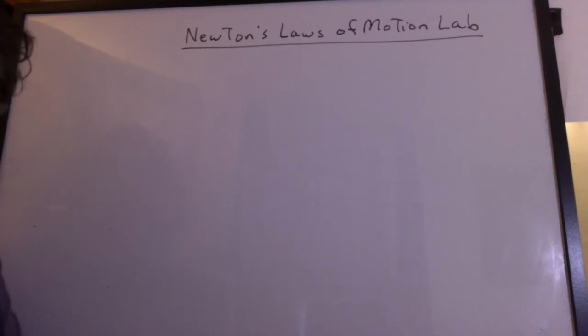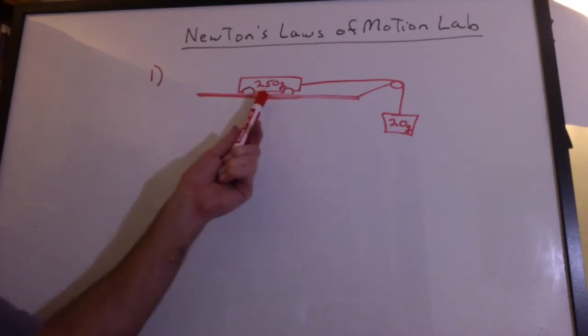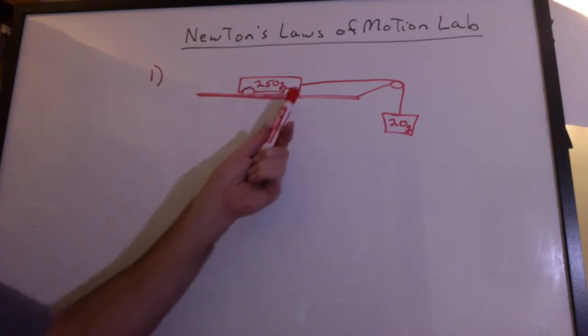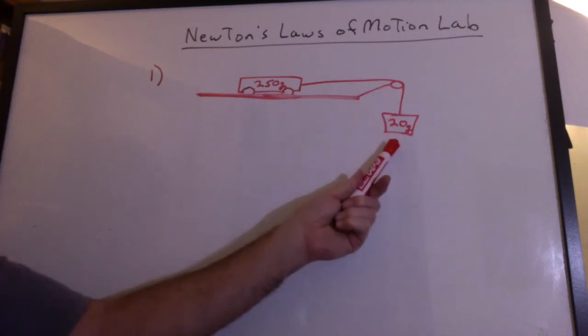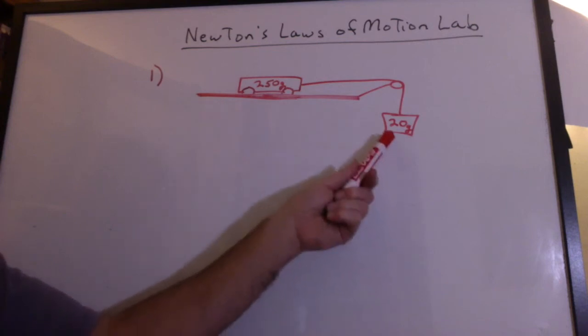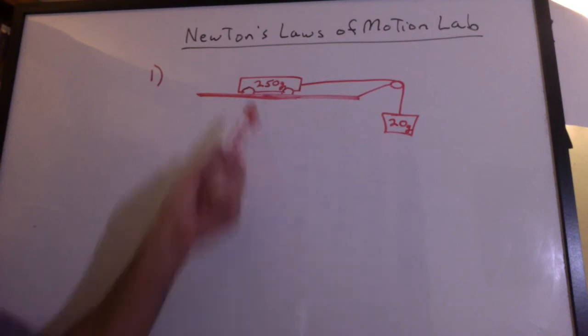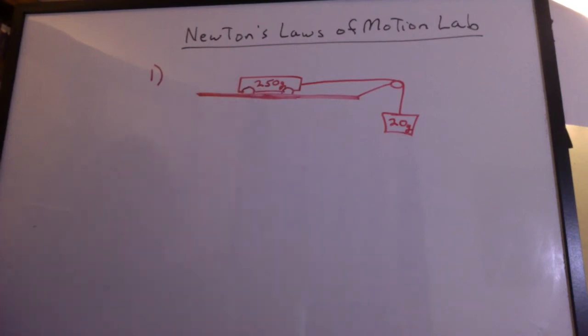Okay, let's run through the three problems for the Newton's Laws of Motion lab. The first lab setup has your cart with the little plastic wheels on it, with the string going down to a few quarters. Don't make this very heavy or it's going to go sailing way too fast. 20 grams would be more than enough. 250 grams, say, for your wooden cart.